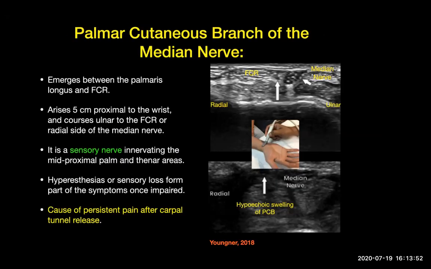Then, of course, we also look at the median nerve at the level between the palmaris longus and flexor carpi radialis. This area could also be a place where you can compress the median nerve. This is still prior to the carpal tunnel itself.